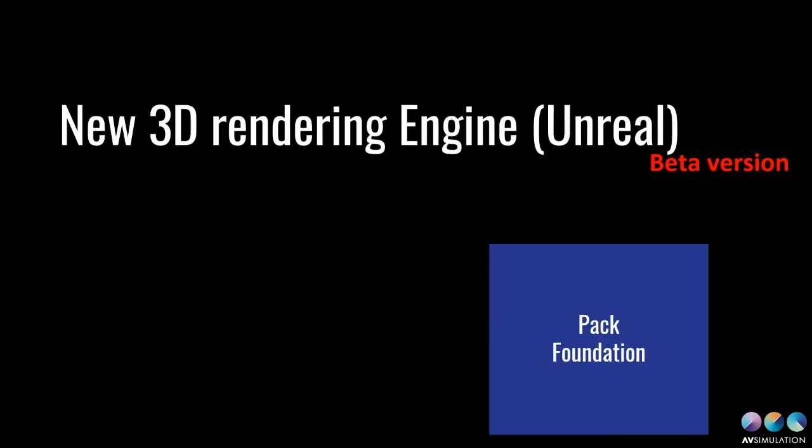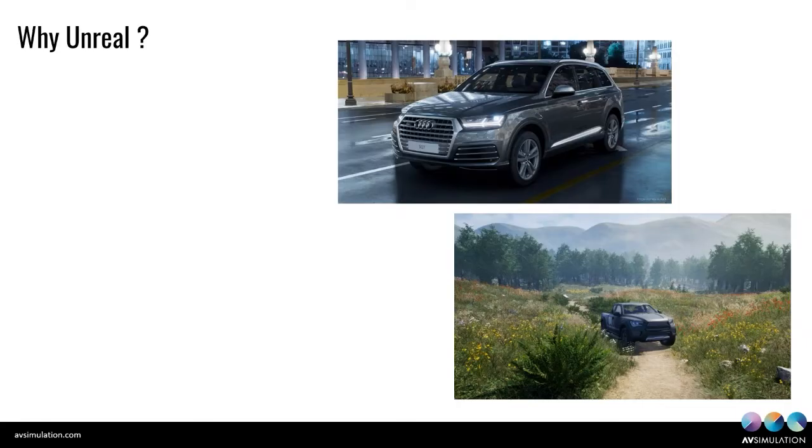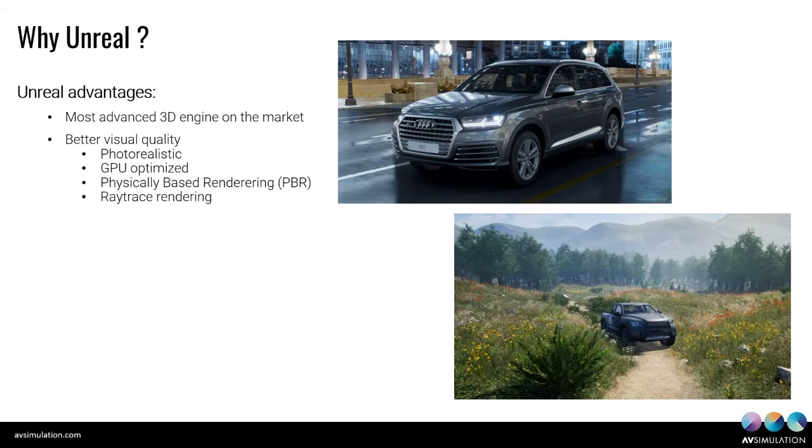So now let's talk about the new rendering engine feature, which is delivered in this version as a beta version, but you can still use it. We have chosen Unreal for this new rendering engine, and the aim of this slide is to explain and to detail why we have chosen Unreal. The first thing is that Unreal has many advantages.